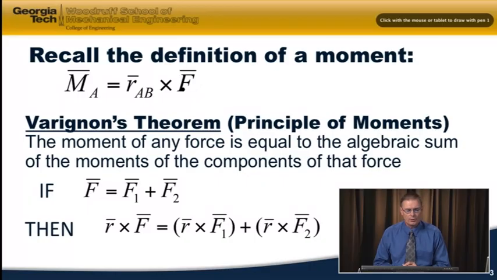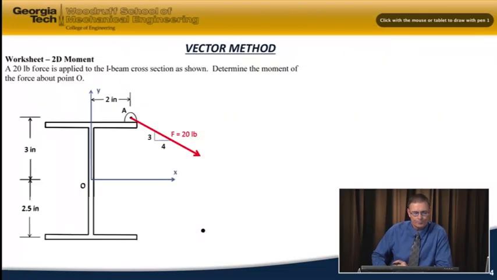Now, Varignon's theorem, also called the principle of moments, says that the moment of a force is equal to the algebraic sum of the moments of the components of that force. And so if I have a force F that I can break into two components, F1 and F2, then R cross F is the same as R cross F1 plus R cross F2. And we'll use that in solving the 2D problem today.